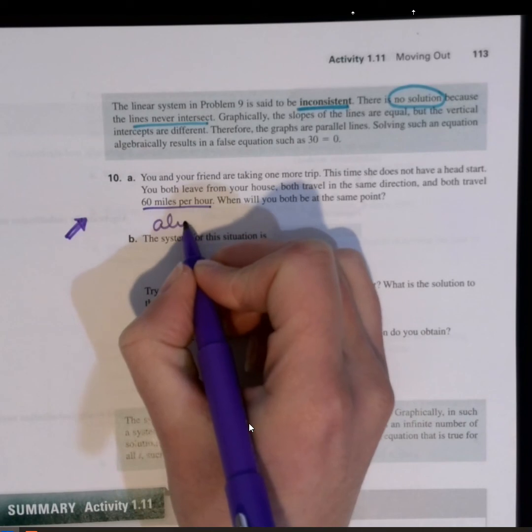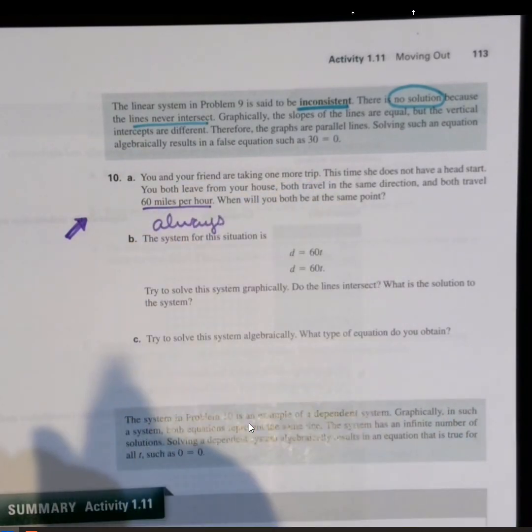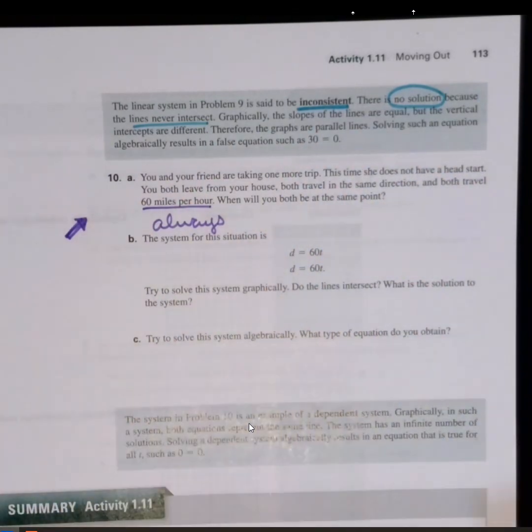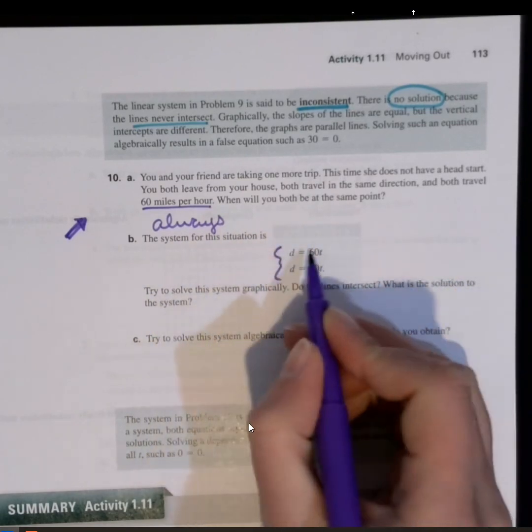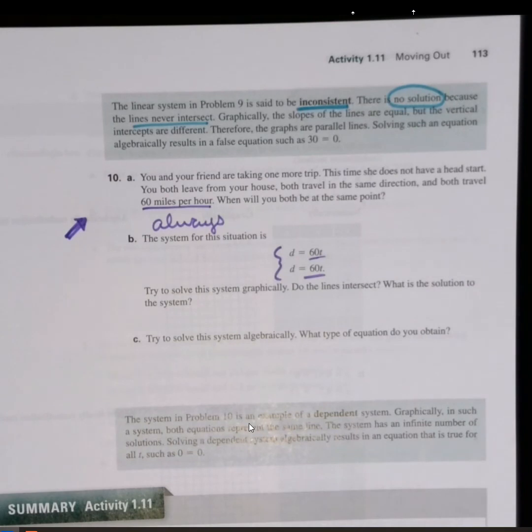Always, right? Always. Because we left at the same time, we went at the same speed, we're always in the same spot. You've got to be in the same car for that to happen. Otherwise, if not in the same car, she's got at least a 2-second head start. So always. And so this would be our setup. We both have the same speed, 60t. There's no head start. Try to solve the system graphically.